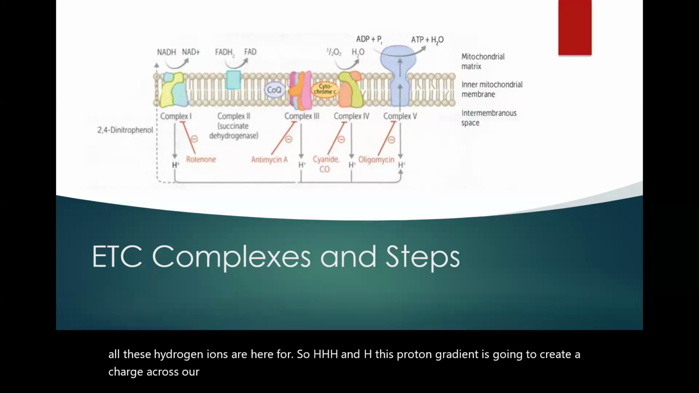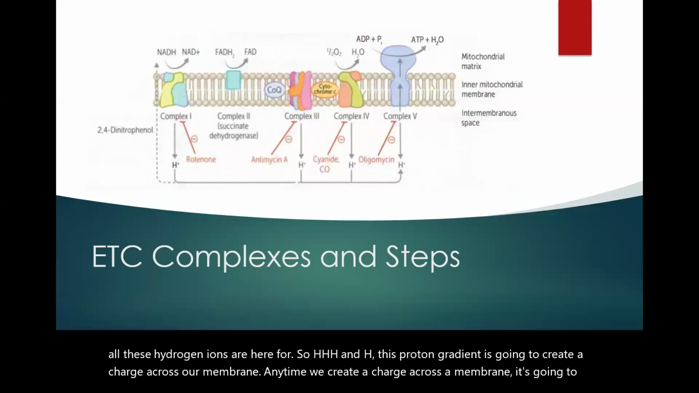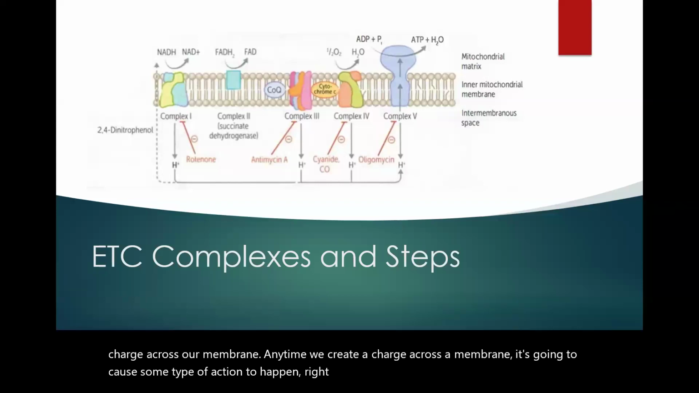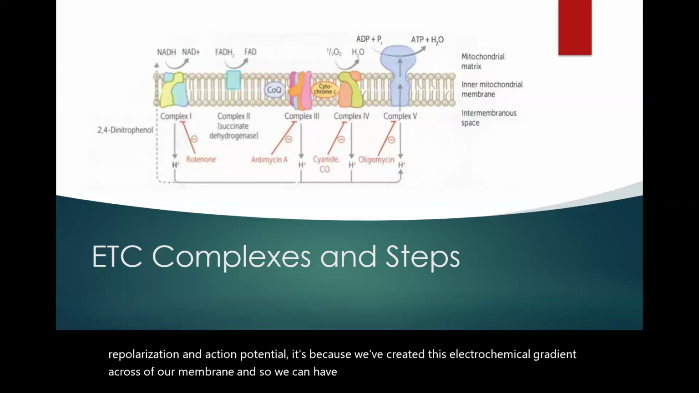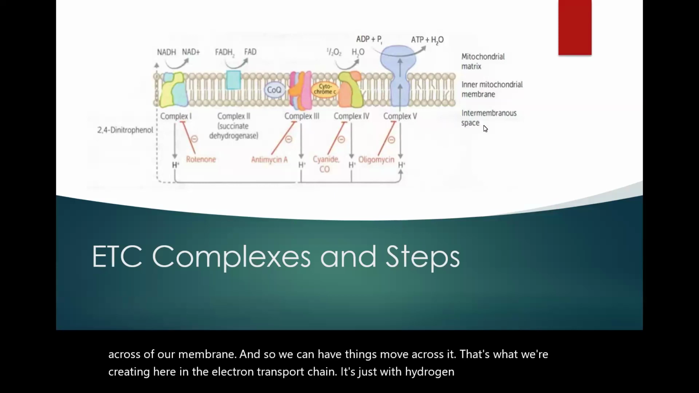Anytime we create a charge across the membrane, it's going to cause some type of action to happen, right? When we think about depolarization, repolarization, and action potential, it's because we've created this electrochemical gradient across our membrane, and so we can have things move across it. That's what we're creating here in the electron transport chain. It's just with hydrogen ions. So we get this big positive charge in this intermembrane space.